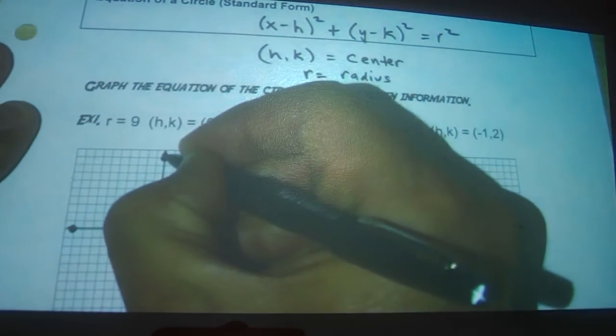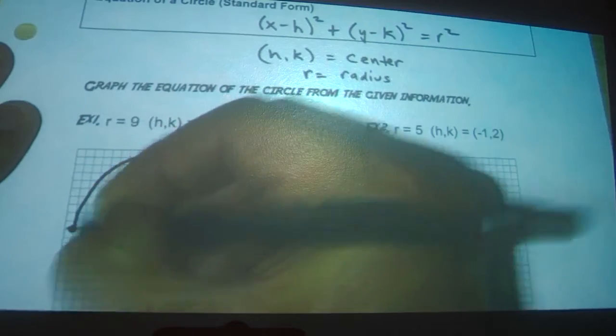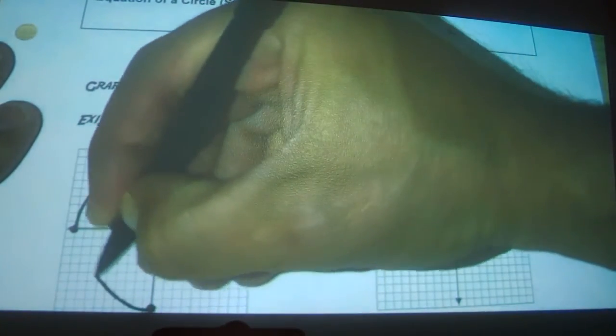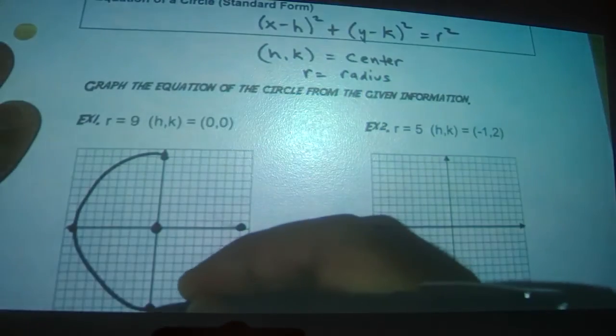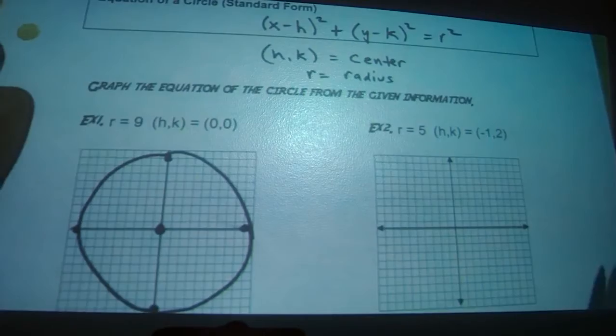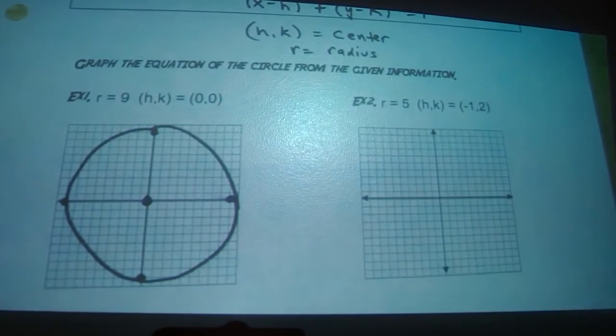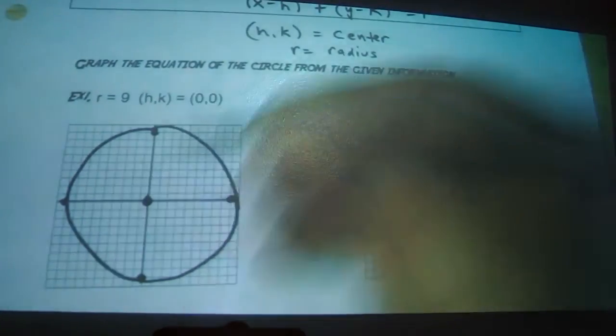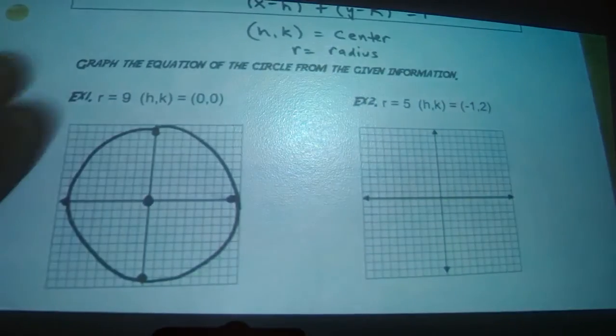And now I'm going to make my best circle. Again, in my math lab, it's going to be super easy to do. By hand, try to make them curved. Do your best, and forget the rest. So not my best work, but that gives you the idea of what a circle should look like with the center of 0, 0, and a radius of 9.